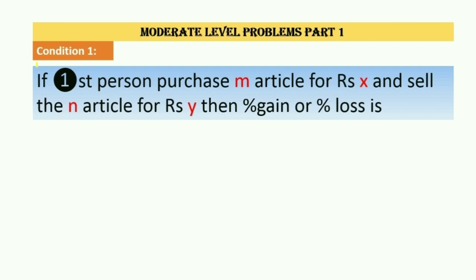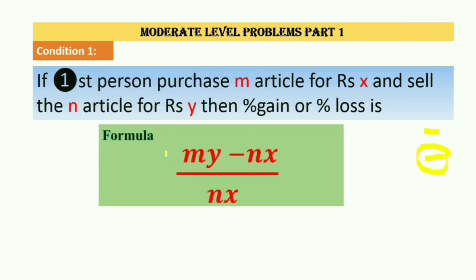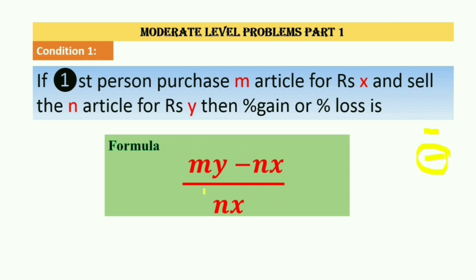So moving towards the first condition, that is, if the first person purchases M articles for rupees X and sells N articles for rupees Y, then the percentage gain or the percentage loss is. So here if we solve this problem by conceptual method, then it will take more time, and if we apply the simple formula, then within a second the answer can be calculated. So the formula for this condition is MY minus NX upon NX.